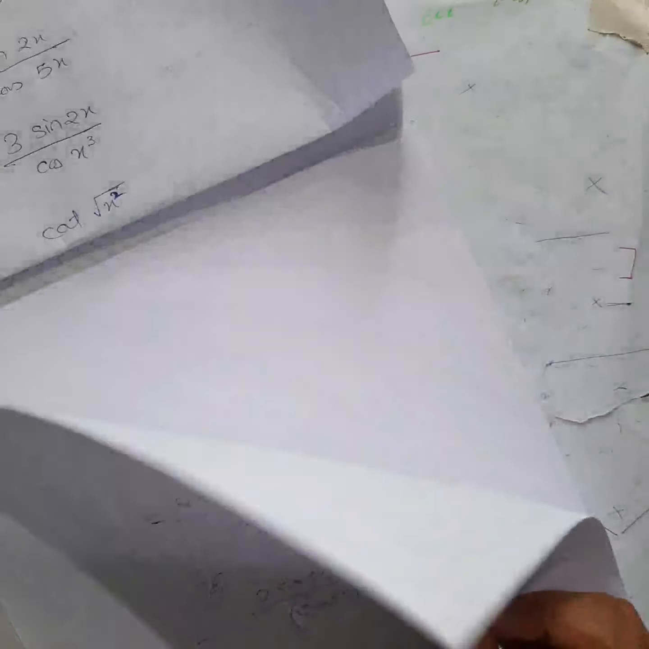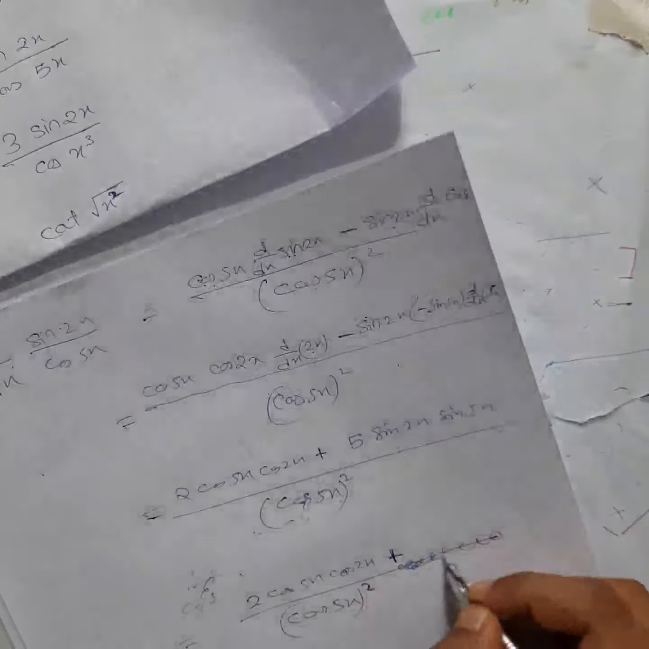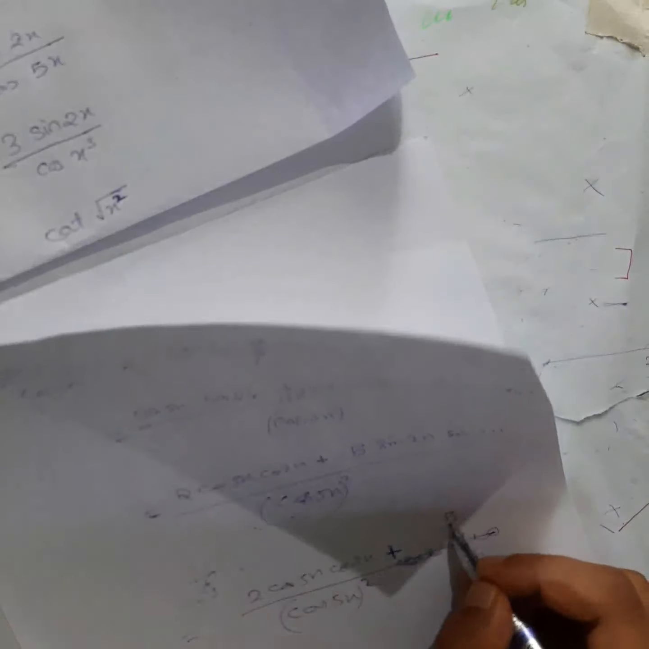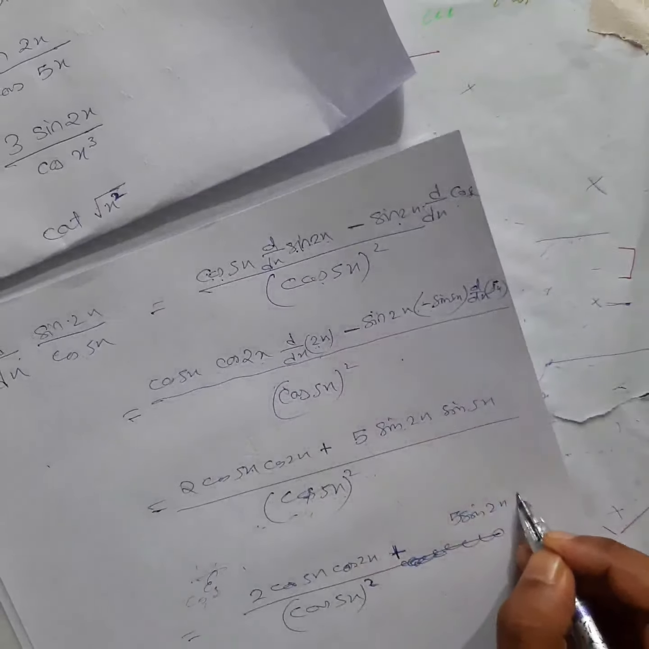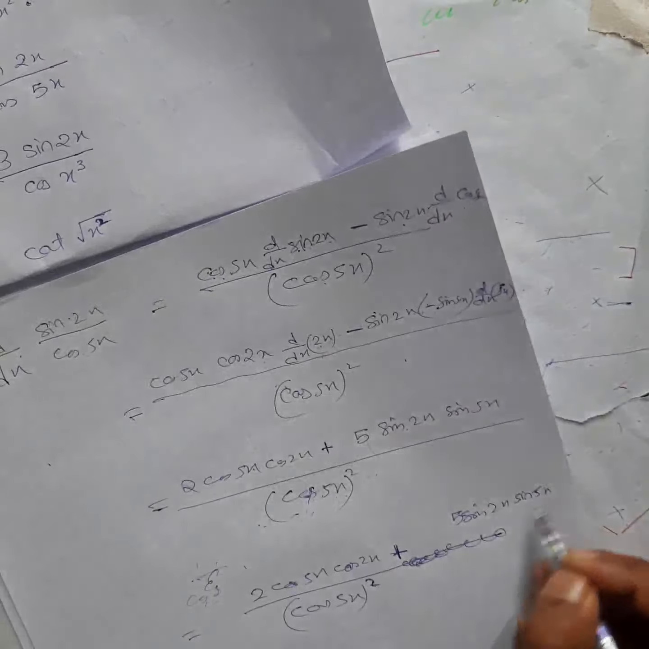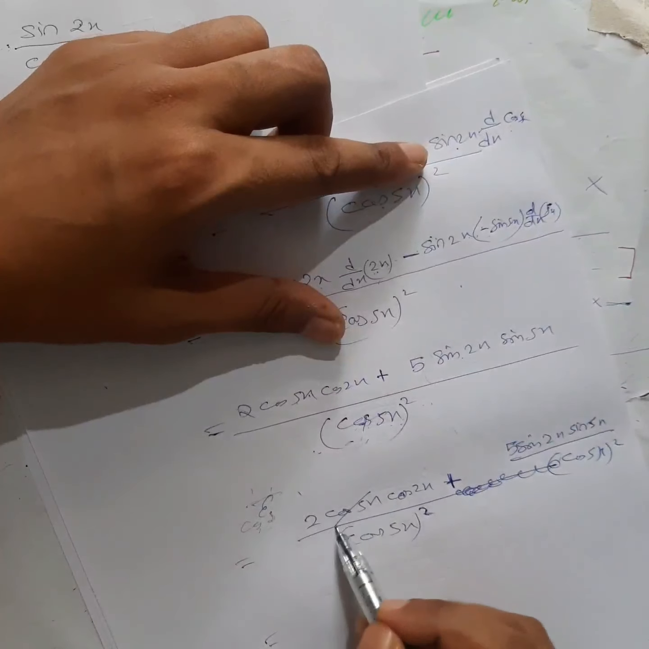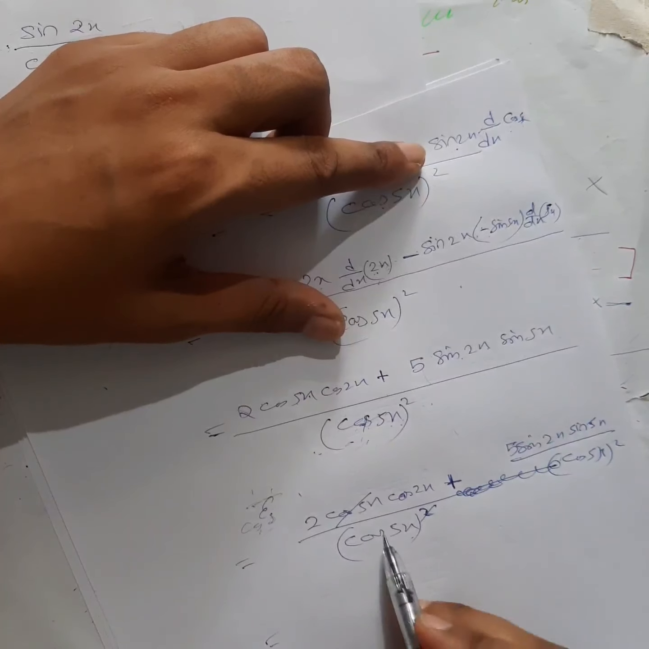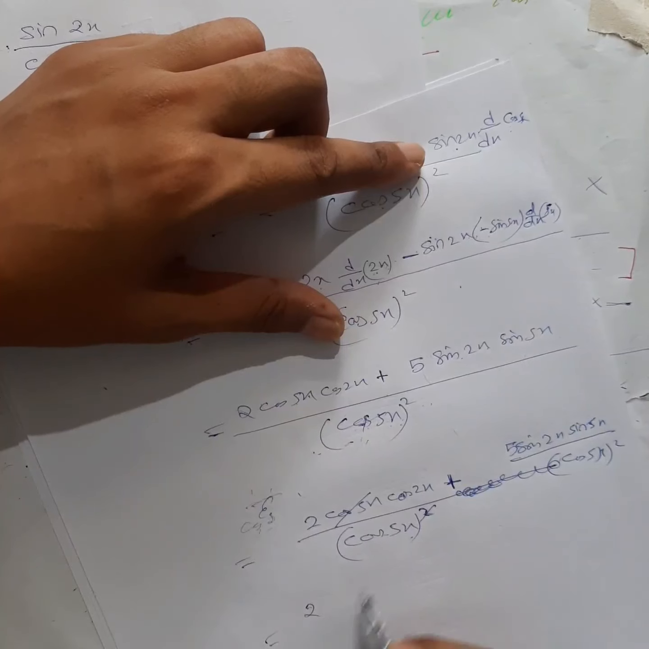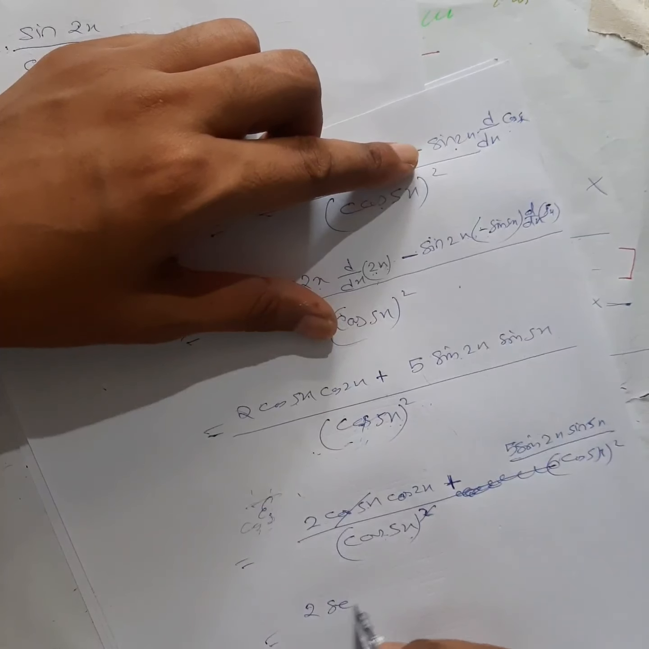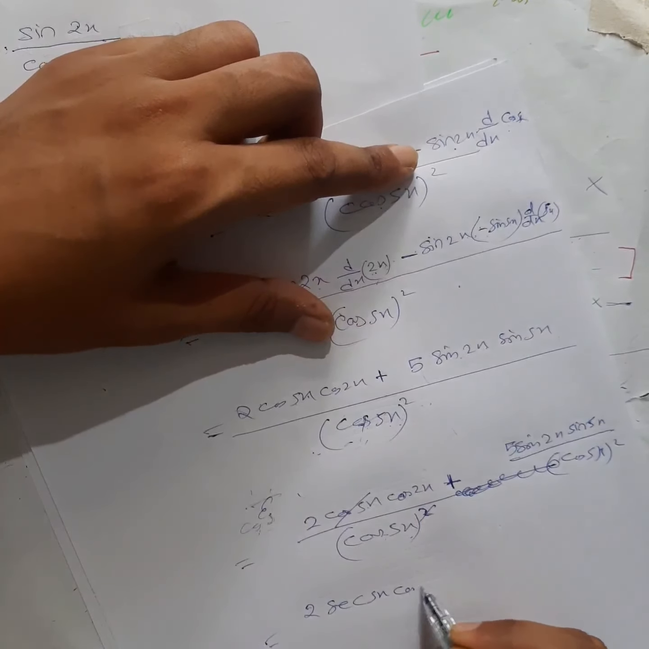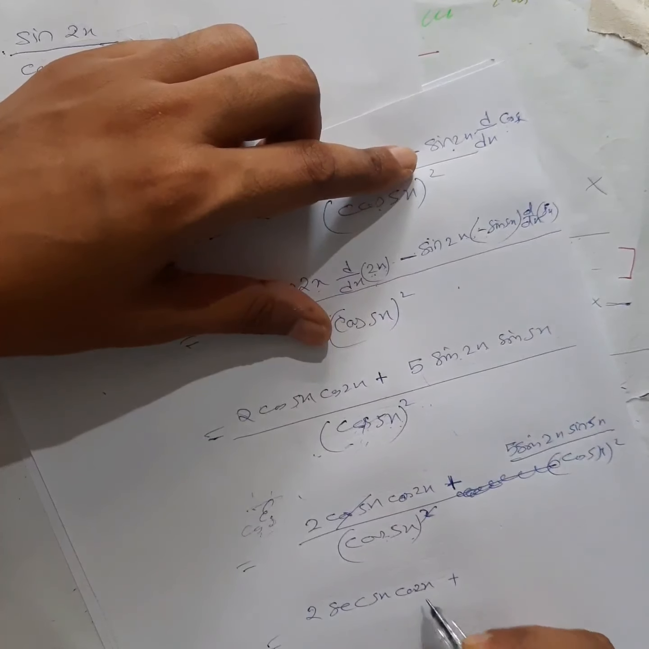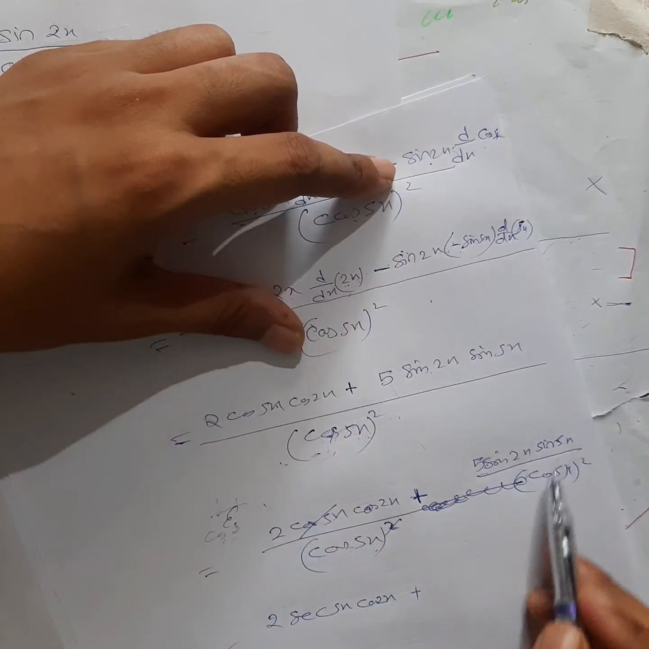I'm going to remove the denominator here. So plus, I'm going to break this by this: 5 sin 2x by (sin 5x by cos 5x) whole square. So what you will get here, cos 5x, 1 cos 5x will get cancelled, right? So 1 will be left out here. So 1 by cos 5x, what can I write? sec 5x cos 2x plus, this you cannot cancel anymore, right?